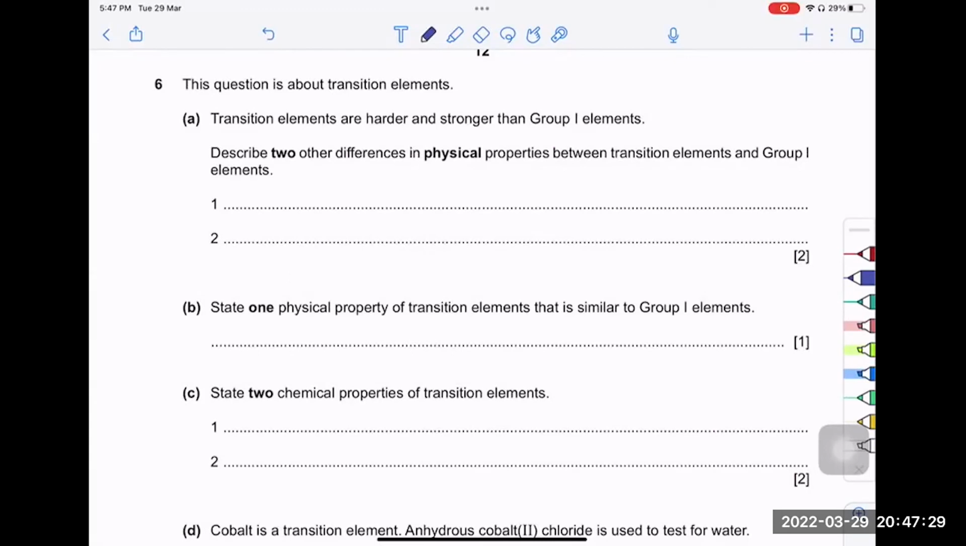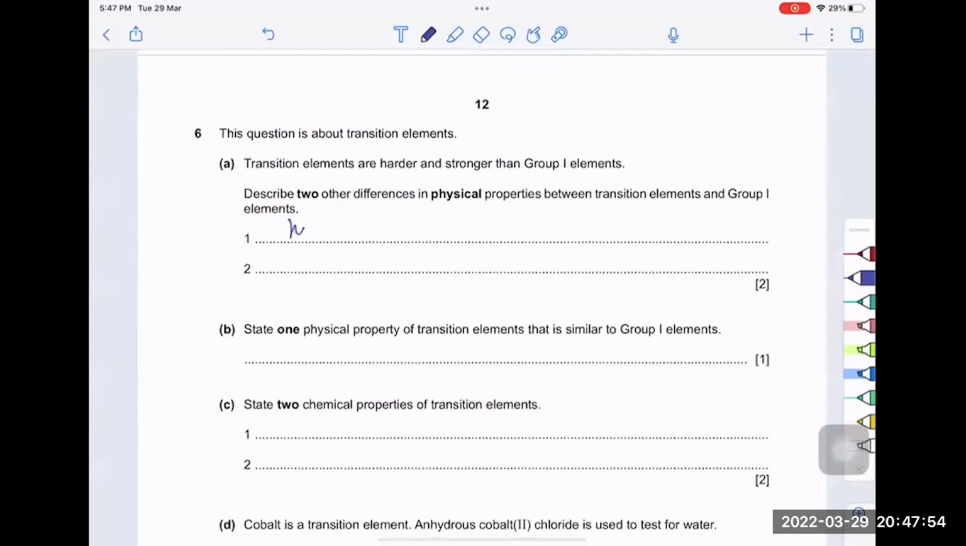Colored, sir. Metals are colored. That's not a physical property. It's a chemical property. Color and catalyst, variable oxidation state, these are 3 chemical properties. Sir, in physical, you have 3. Higher what? Higher melting points. Higher melting point, yes. Higher density, better conductivity. These are 3 physical properties. So they have high melting point, high density.